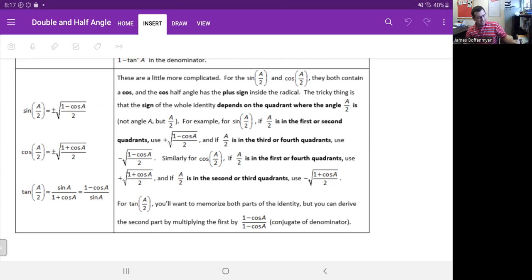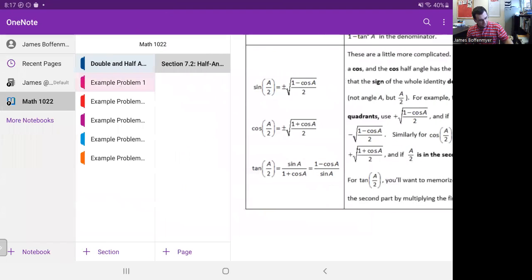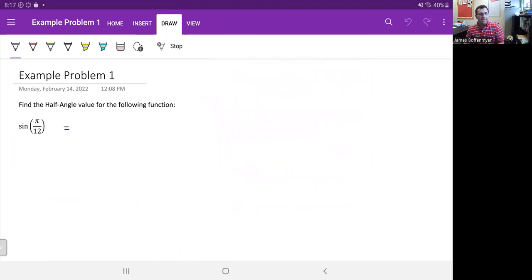So now let's take a look at some example problems. The first one we have: find the half angle value for the following function, sine of pi over 12. For sine, remember we're having to use the formula sine of your angle over 2 equals plus or minus square root of 1 minus cosine of your angle, over 2. Remember, that's the half angle identity for sine.